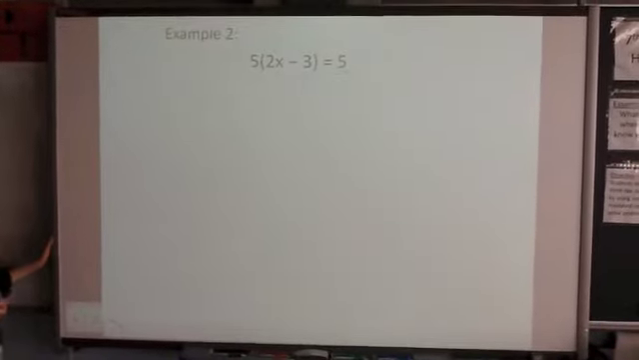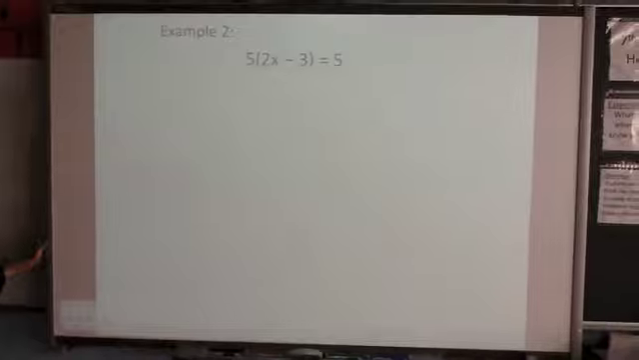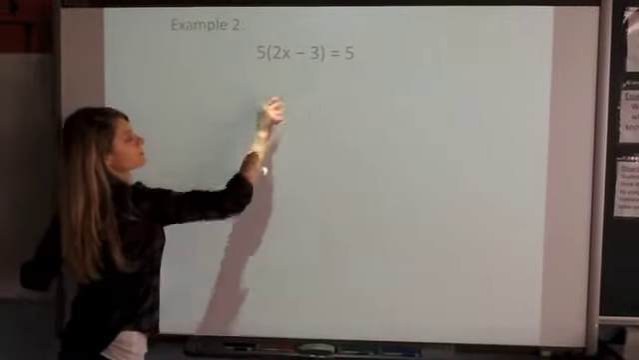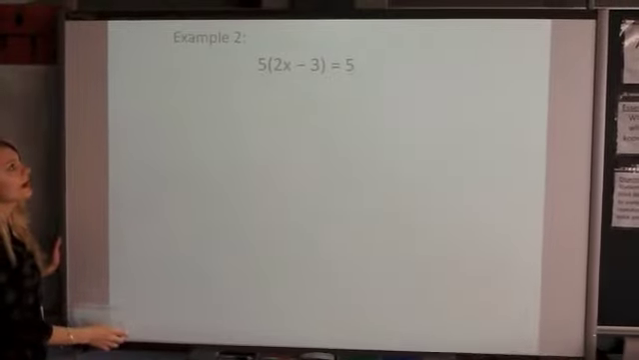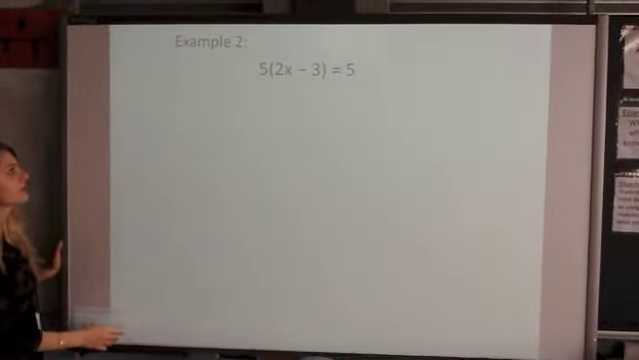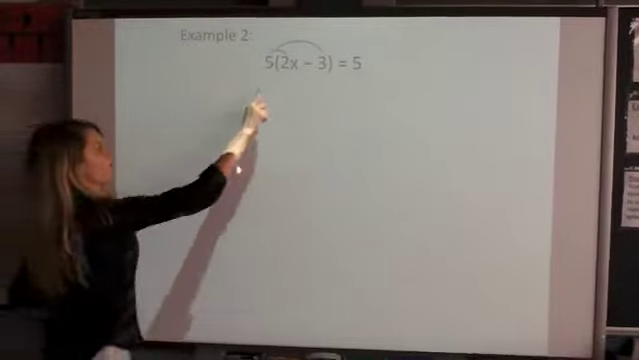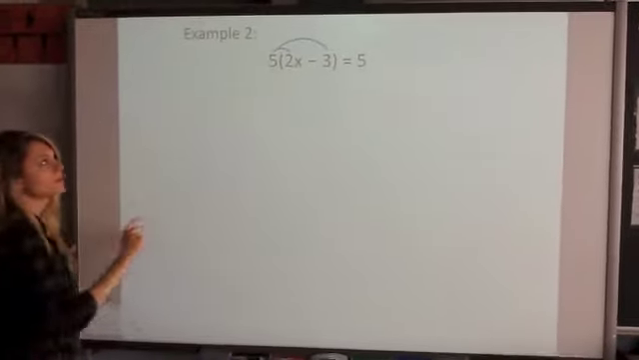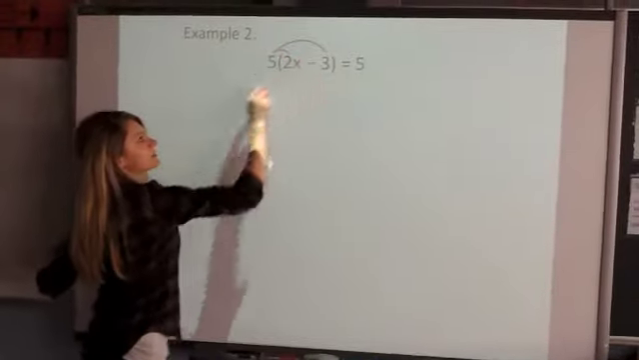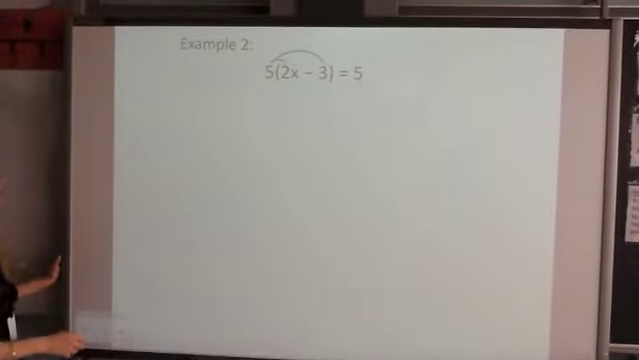Okay. Next problem, solving this equation. As we can see, this has the distributive property in it. So to solve with the distributive property, we need to distribute our 5 to each number inside of the parenthesis. So I have 5 times 2x, and then 5 times negative 3. It's really important that we draw these arrows so we don't forget to multiply 5 by each number inside.